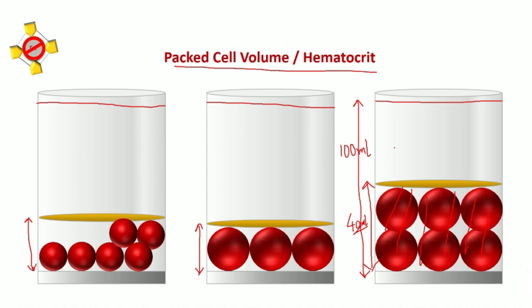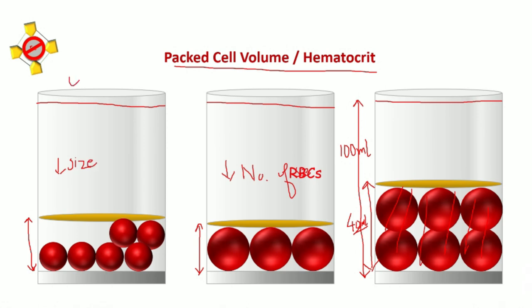We can also say that hematocrit or packed cell volume is the proportion of whole blood that is in the form of red blood cells, or it is the ratio of volume occupied by red blood cells to the total volume occupied by a blood sample. So this is hematocrit or packed cell volume. Packed cell volume or hematocrit can be reduced if the number of RBCs is reduced, or if the size of RBCs becomes less.